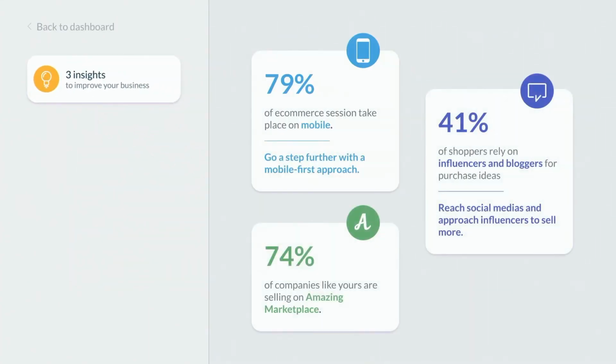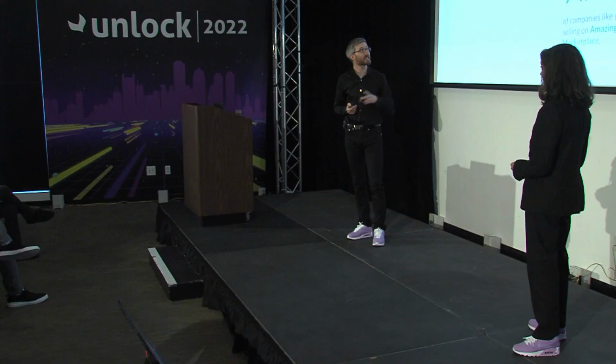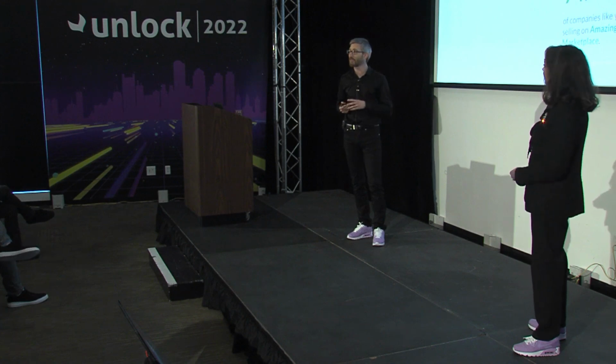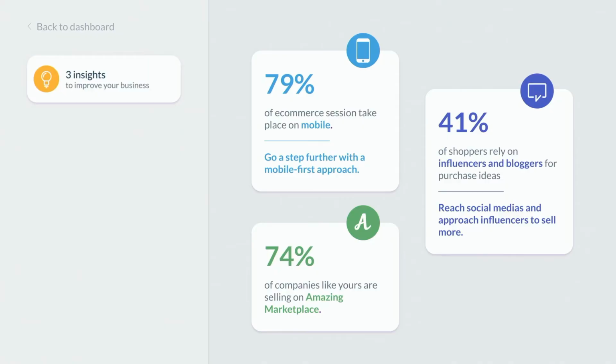So you're saying Akeneo will be able to provide information about your specific market. Yes, exactly. For example, Akeneo Actionable Insight could tell you that 74% of companies like yours are selling on this new marketplace called Amazing. And it could be a good idea to think about readjusting your sales mix and sell your products there. Or something else to think about.